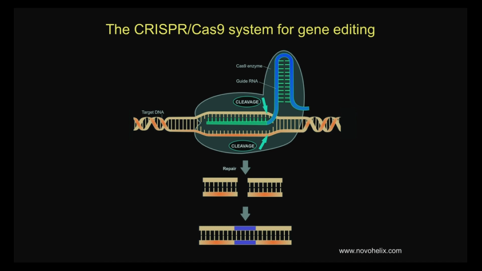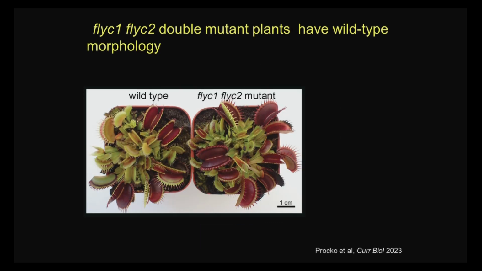And then when Cas9 gets targeted here, it will cut the DNA. The cell recognizes this cut and it tries to repair it. And in that process of doing the repair, sometimes it makes some errors. And you get small deletions and small insertions. So this is the method which we're using. And so I mutated both those two flycatcher1 and flycatcher2 ion channels. So as of to date, these are still the only targeted genetic modifications for any carnivorous plant. The plant, you can see here, looks morphologically normal.